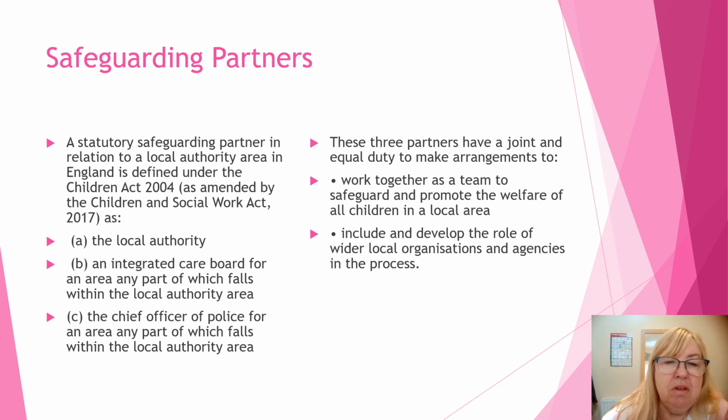Statutory safeguarding partners identified partnerships as the local authority, the council, an integrated care board, which is the health aspect of it. Some areas have integrated boards, which is health and the local authority together. And the chief officer of the police for an area. These three partners have a joint and equal duty to make arrangements for people to work together as a team. So all of these three partners are responsible. Basically, the local authority, health, and the police are responsible for making sure that their staff carry out their safeguarding roles and work together.